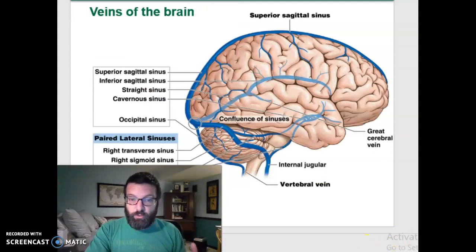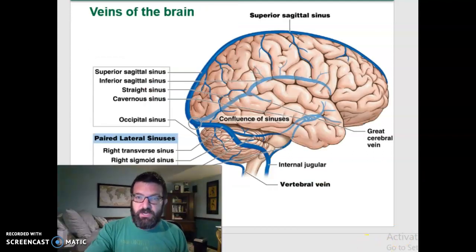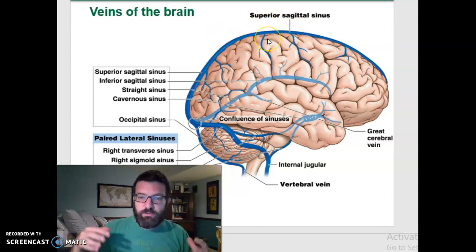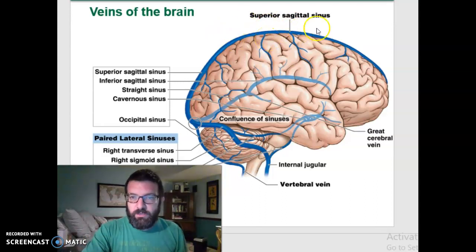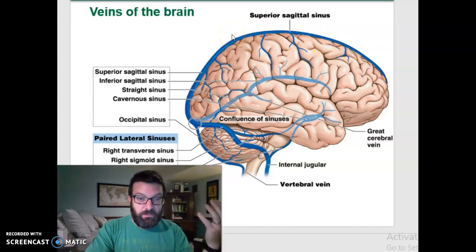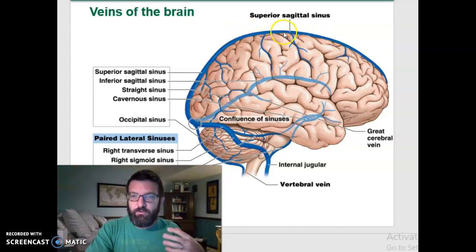Now, to drain the brain, we have these sinuses that most of your veins dump into, like your superior sagittal sinus, which, by the way, is where your cerebrospinal fluid empties into via those arachnoid villi or arachnoid granulations. You also have some sinuses down here, right? Sigmoid sinuses and transverse sinus coming through the side. All of them empty, though, into the internal jugular and the vertebral vein, which drain the brain. They are the veins that drain the brain.